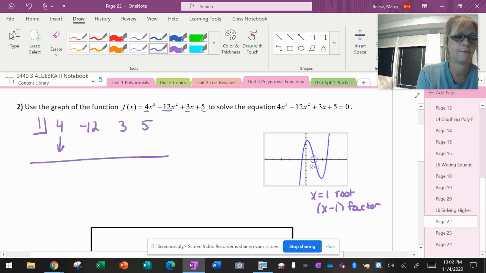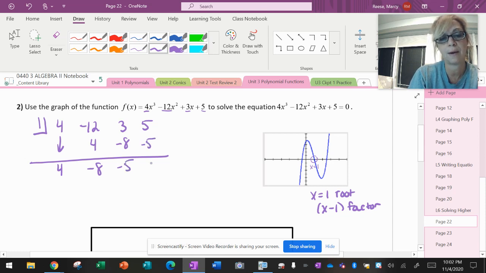All right, I bring down the 4. Remember how this works? I multiply the 4 times what's on the shelf. So 4 times 1 is 4. Then I combine it with the negative 12, which gives me negative 8. Then I multiply that by 1. Then 3 minus 8 is negative 5. Negative 5 times 1 is negative 5. And I have to have a 0 there, because I know by looking at the calculator picture that x equals 1.